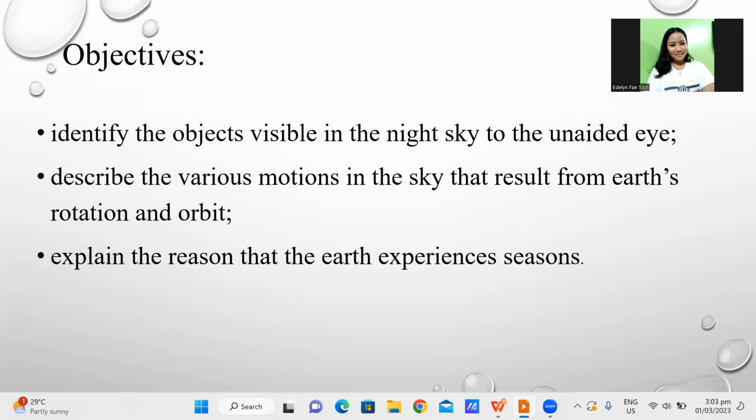So at the end of the lesson, the learners are expected to identify the objects visible in the night sky to the unaided eye, describe the various motions in the sky that result from Earth's rotation and orbit, and explain the reason that the Earth experiences seasons.